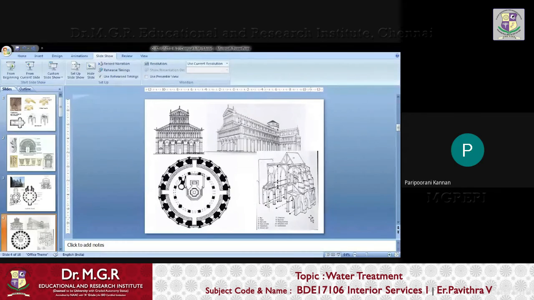Side aisle, ma'am. It's called aisle. Okay, you have to pronounce it as aisle. So what is this? Two. Nave, ma'am. Nave. What about the one? Apse, ma'am.